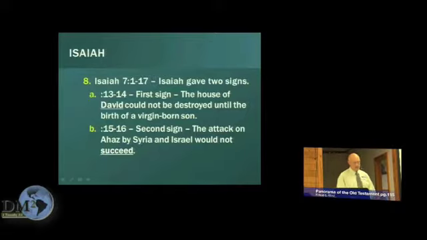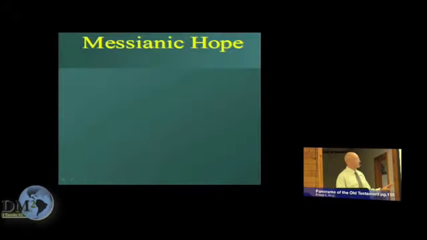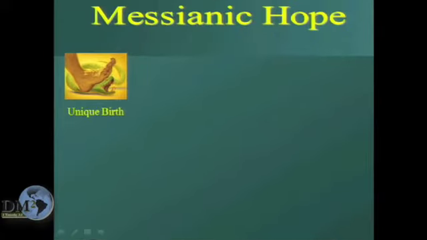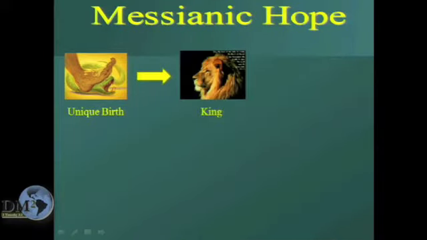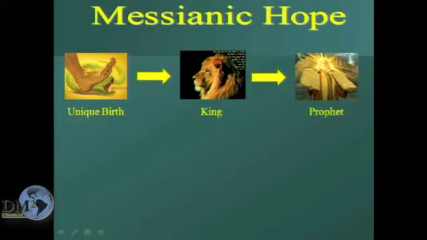So we get another link in the messianic chain or the messianic thread that runs throughout the Old Testament of the messianic hope. The unique birth is first announced in Genesis 3:15. And we find out he's going to be a king when Jacob's blessing his sons, and Judah is going to have the scepter. And then we have the prophet unto Moses, Deuteronomy. So he's going to be a king and a prophet with a unique birth.